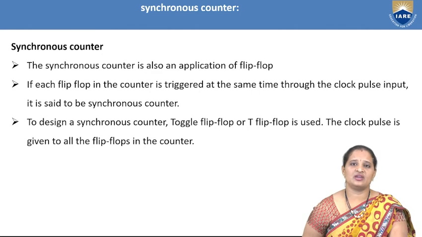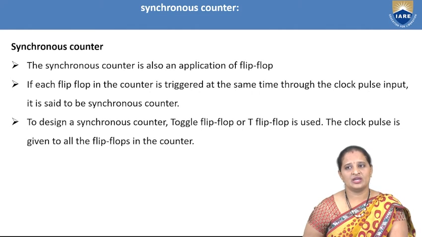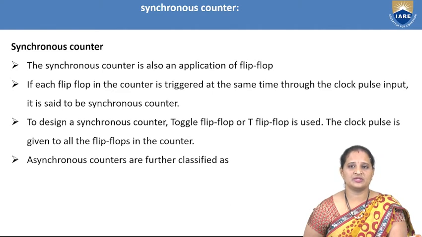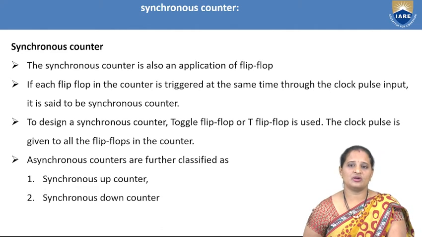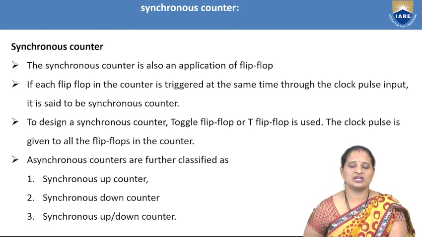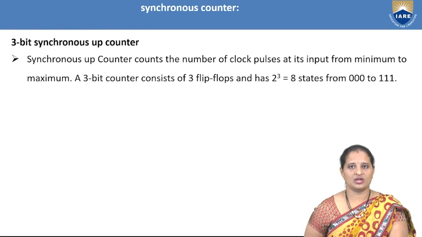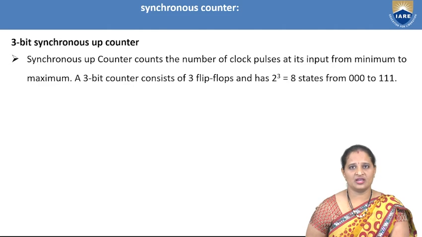Even for the design of the synchronous counter, we will be using T flip-flops, where the clock pulse is applied to all the flip-flops used in the counter. Again, the synchronous counters are classified into three types: synchronous up counter, synchronous down counter, and synchronous up-down counter. Now let us see the 3-bit synchronous up counter. As we are designing a 3-bit counter, we require 3 flip-flops. As we are using 3 flip-flops here, it can undergo 8 states.